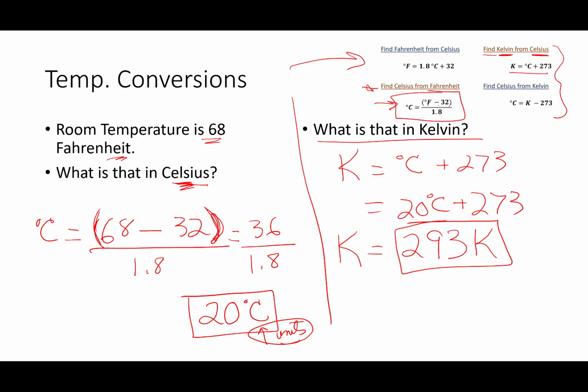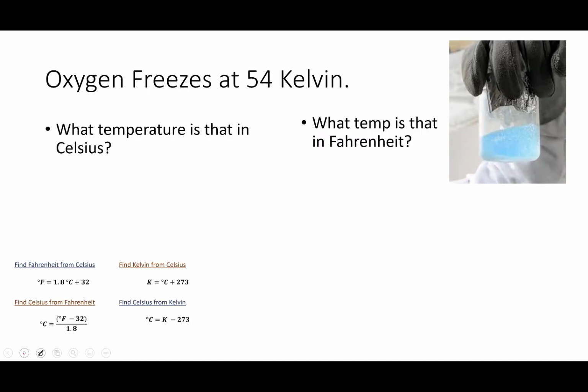All right, let's try another one. And remember, in videos, you can always hit pause and slow me down and watch again if things go too fast. All right, let's try another one. Oxygen freezes at 54 Kelvin. What temperature is that in Celsius? So we're going from Kelvin to Celsius. Which equation do we use? So from Kelvin to Celsius, that must be this one.